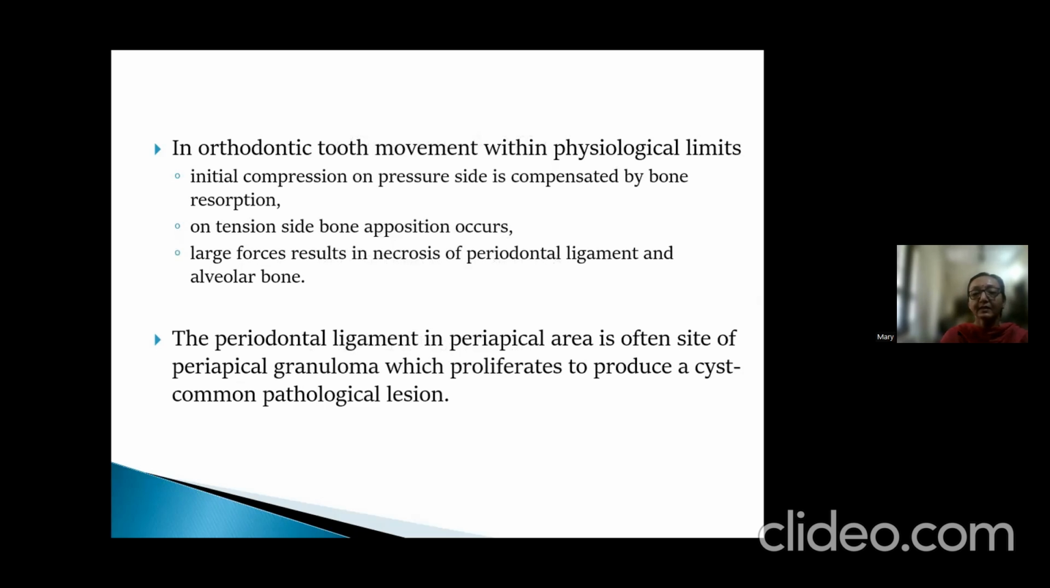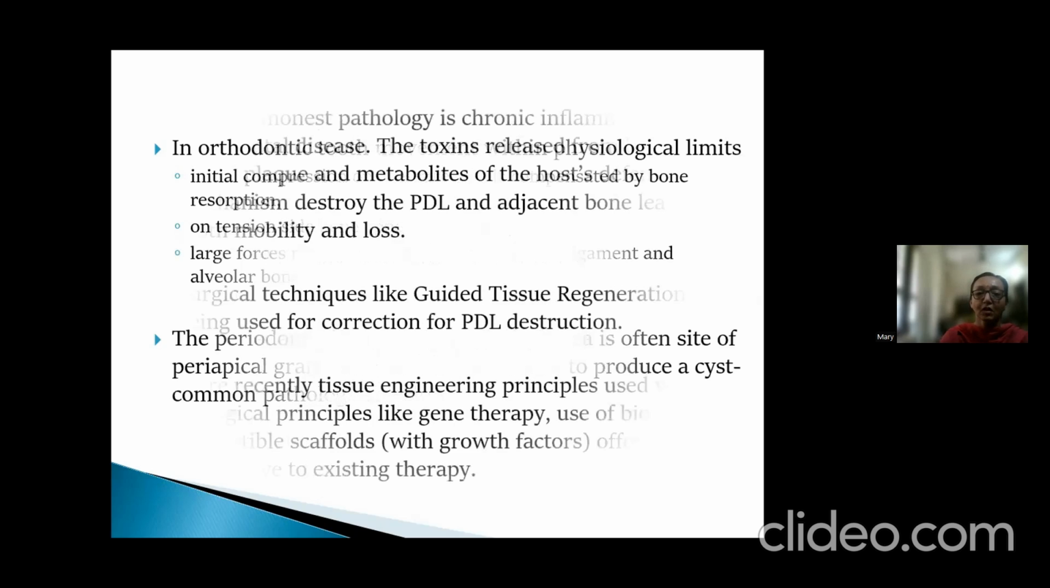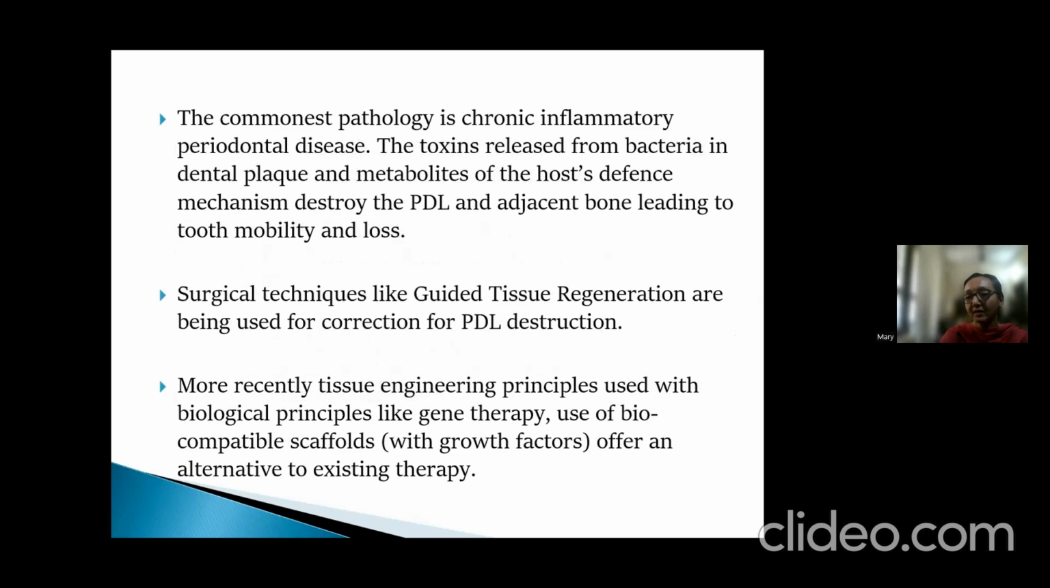Then the periodontal ligament in the periapical area is often the site of periapical granuloma. Usually periapical granuloma is a sequela of dental caries, and it can in turn progress to a cyst, which is a commonly found pathologic lesion in the periodontal area. Another most common pathology is the chronic inflammatory periodontal disease associated lesions, which are a result of the toxins released from the bacterial dental plaque as well as the metabolites released from the host defense mechanism. This in turn can destroy the periodontal ligament and adjacent bone, causing tooth mobility and loss.